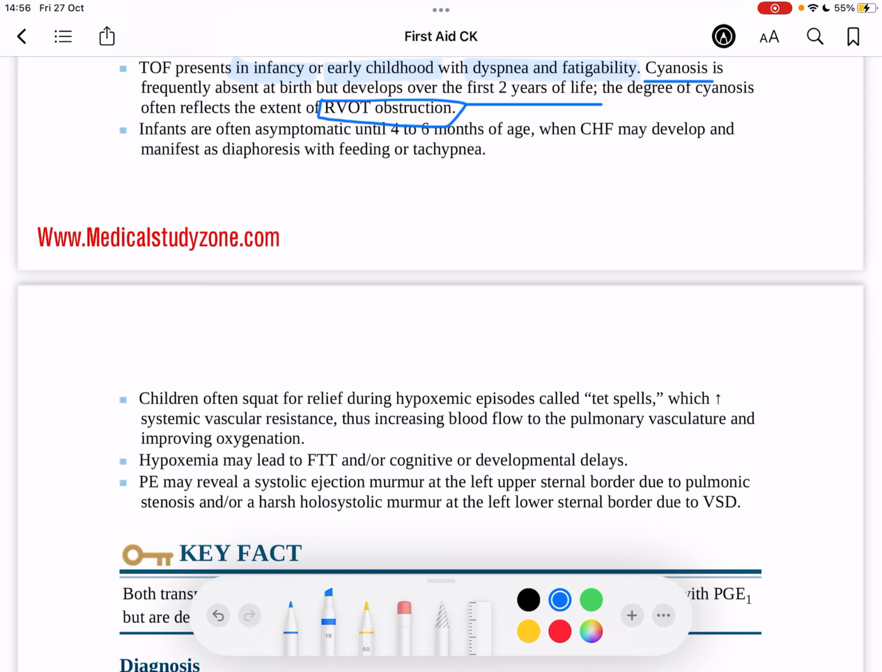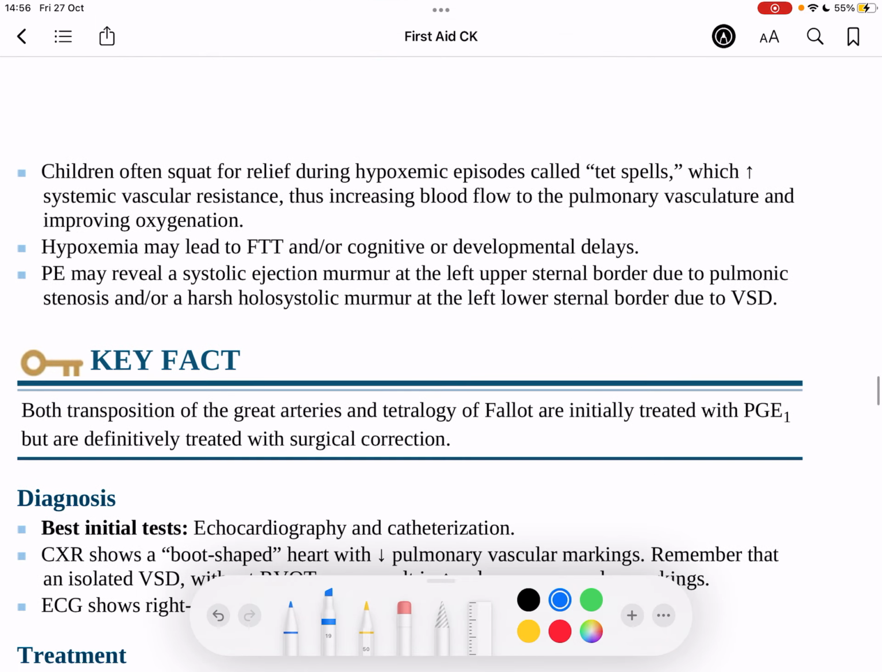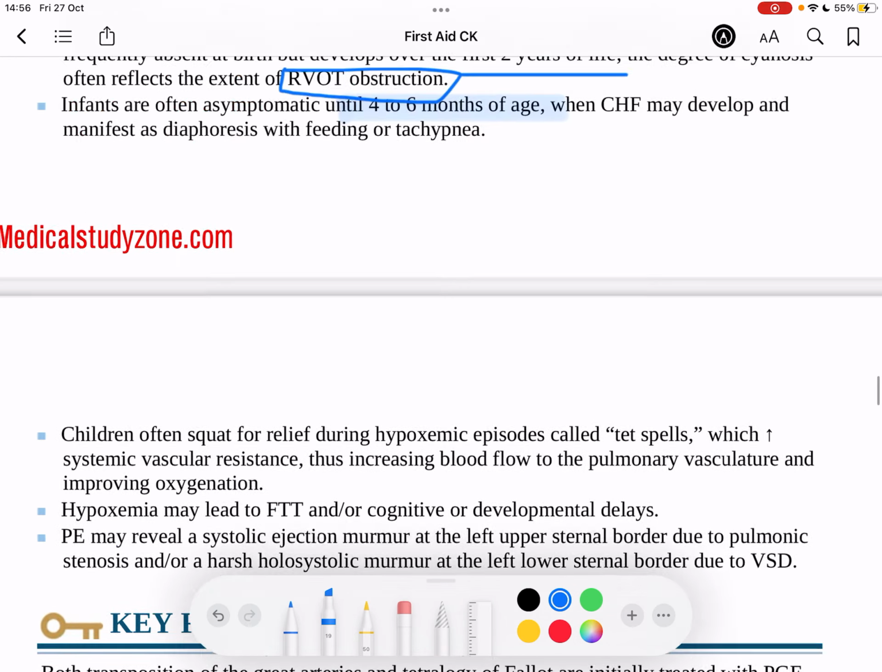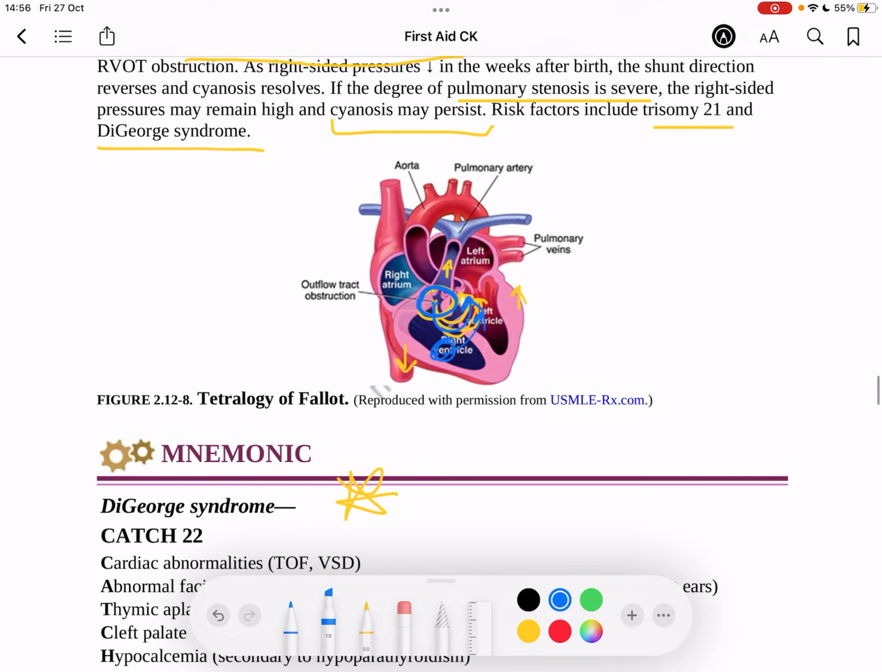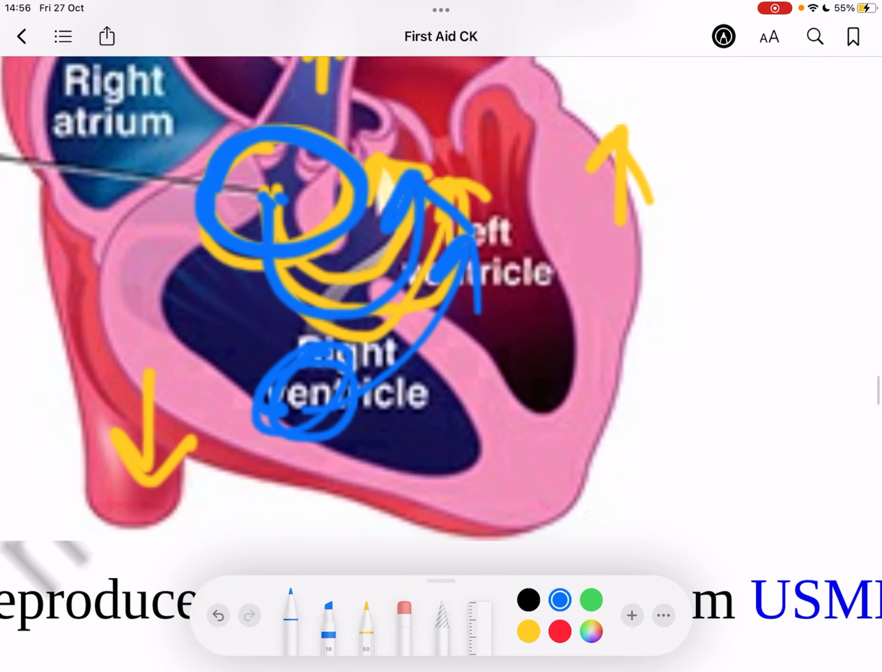As I said, infants are usually asymptomatic until 4 to 6 months of age, and this is when things like congestive heart failure may develop, and they may have signs of diaphoresis with feeding or tachypnea. The children have these things called TET spells, okay? And a TET spell is whenever we get a sudden shift of blood, essentially from the right to the left.